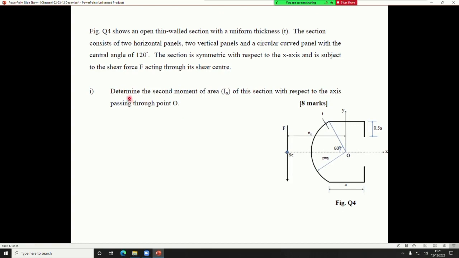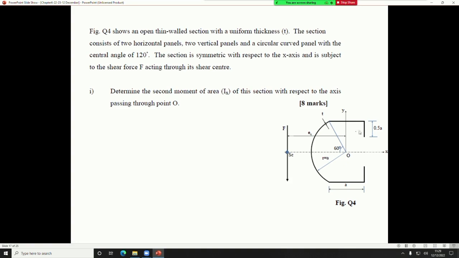And the first part is asking us to determine the second moment of area with respect to the x-axis here, which is the axis of symmetry. Obviously, a neutral plane passes through this axis. So first of all, we are going to calculate Ix. So we are in chapter 3. So definitely, in exam, you have one question at least to find the second moment of area of a thin walled section, similar to the examples I solved for you in chapter 3.